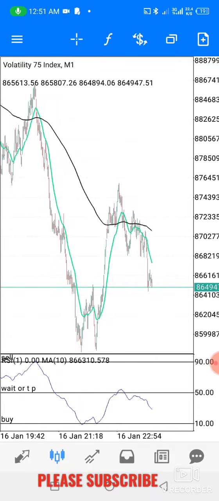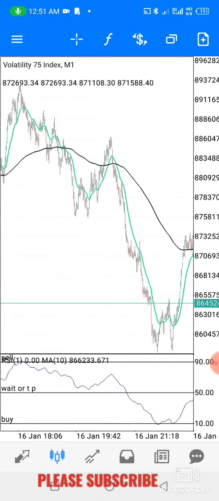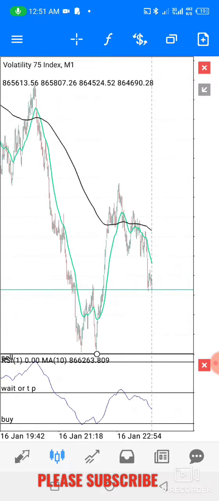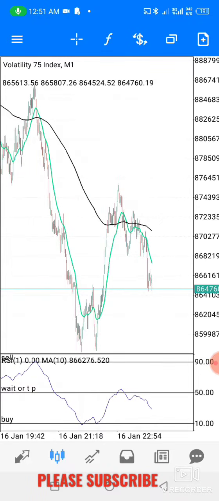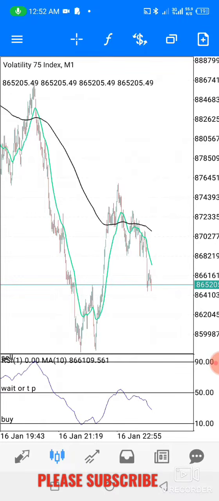Make sure that the zone level is the least zone level. That is a special property of V75. Number one, it is the highest volatile asset. Number two, because it is the highest volatile asset, it has multiple swings in the M1 time frame, and that is what I'm going to teach you, how to trade it.